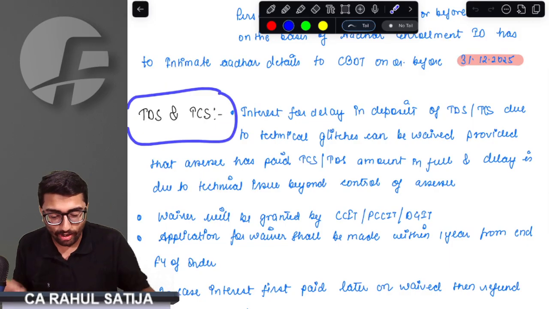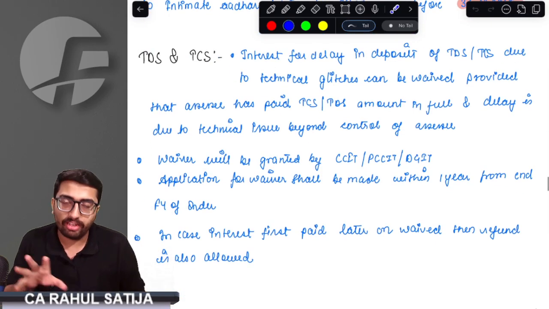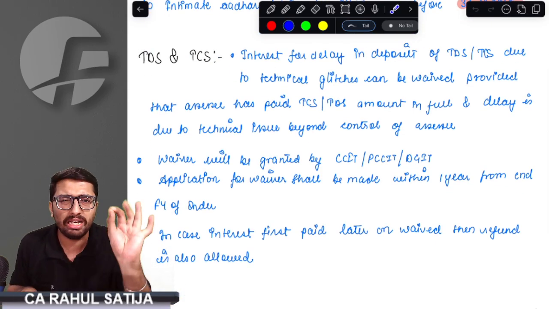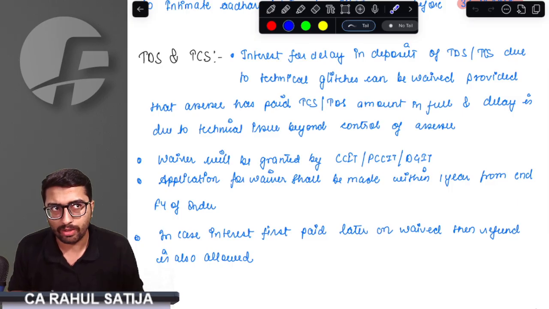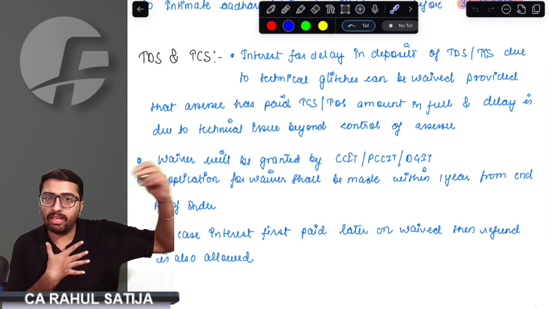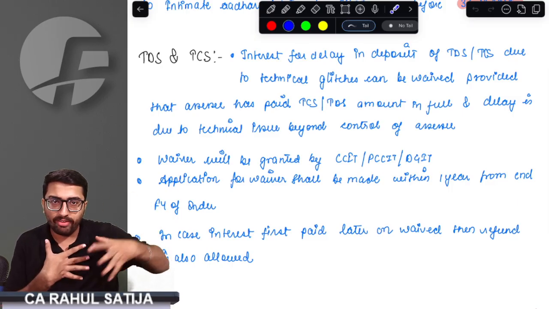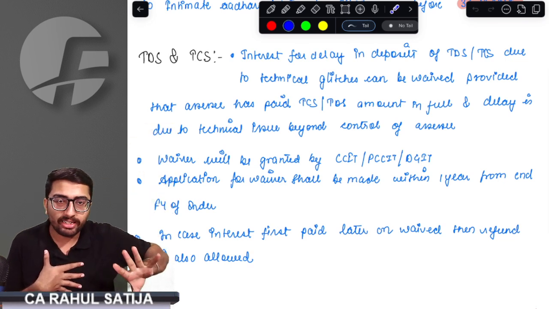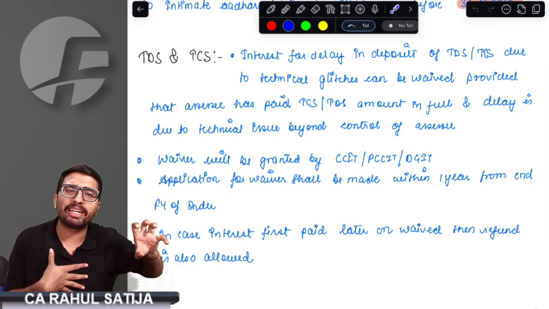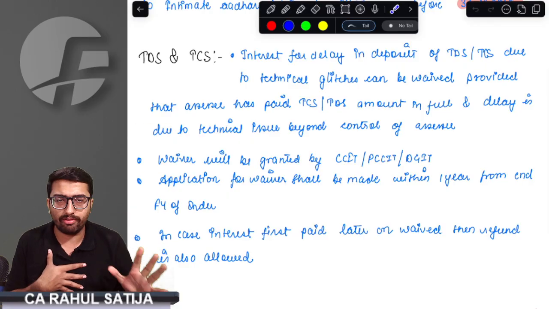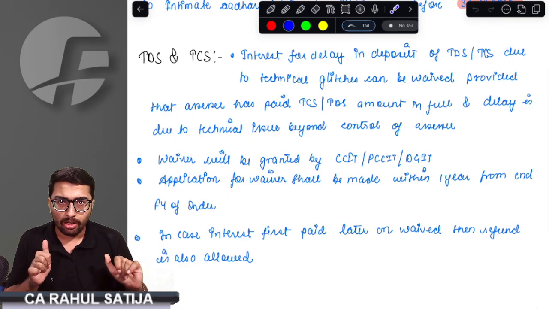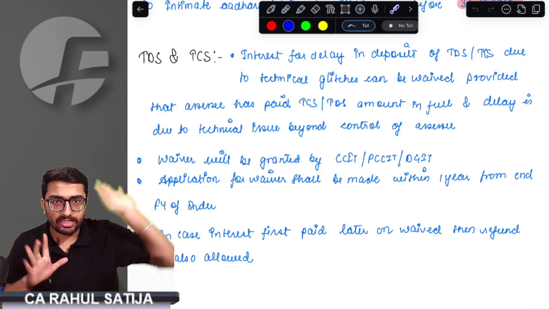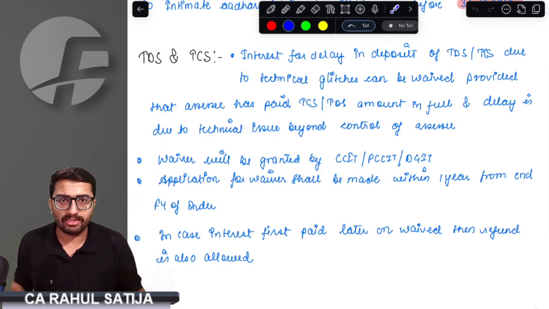Sir, TDS, what all amendments do we have? See, exclusively for January 26, we have only a minor amendment. What does it say? Sometimes we pay TDS money. We have deducted TDS, now we have to pay it to the government. We have paid it. Money has been deducted from our account, but because of some technical glitches, it has not reached the government account. We paid, but it was not received by the government because of some technical glitches.